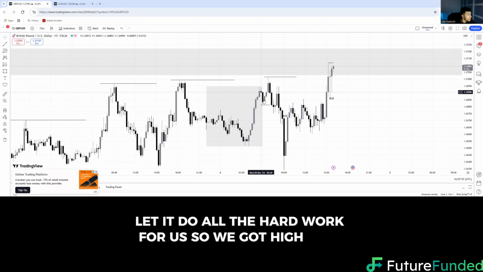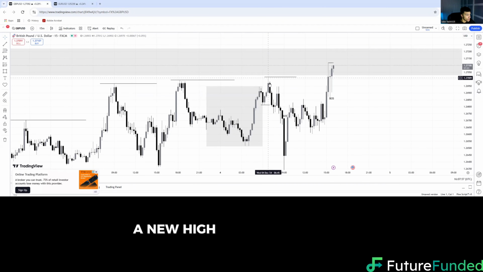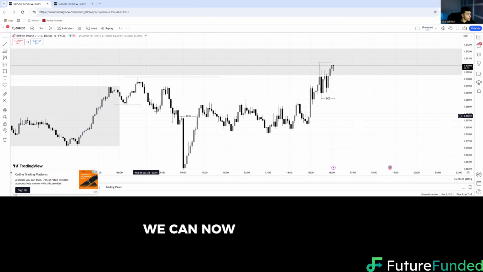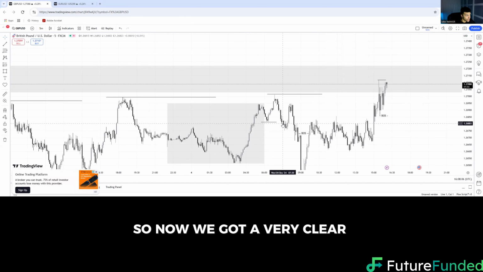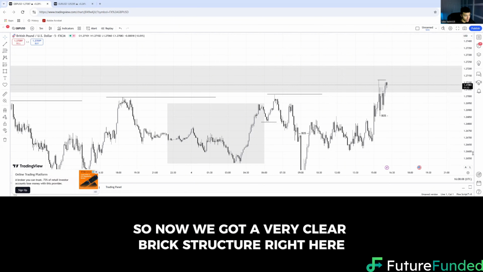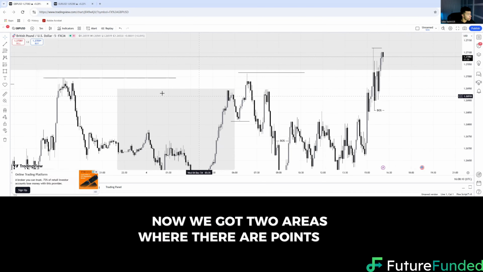So we've got a high, a higher low, a new high, and then we've got a break of structure. So now we've got a break of structure on the 15-minute. We can now dive into the 5-minute. Okay, so now we've got a very clear break of structure right here. Now we've got two areas where there are points of interest.